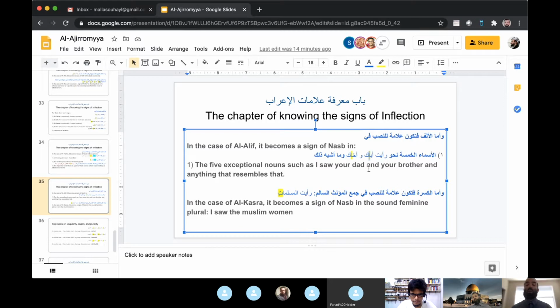Going through the sequence that we discussed, we know that alif is a sign of nasab in the 5 exceptional nouns, right? And we see that there's an alif here. What does that tell us? That tells us that abaka is mansub, and we know that nasab indicates the role of an object, that whatever has the inflection of nasab is an object. So we learned that this abaka is the object in the sentence. So from there we get an understanding of the sentence itself. Okay, the same thing with akhaka, your brother. So you apply the same concept to every other exceptional noun.